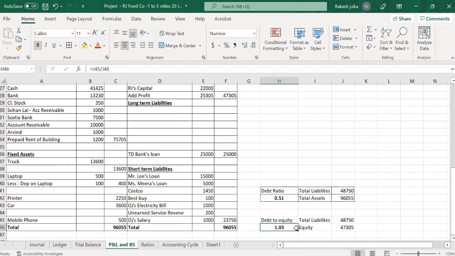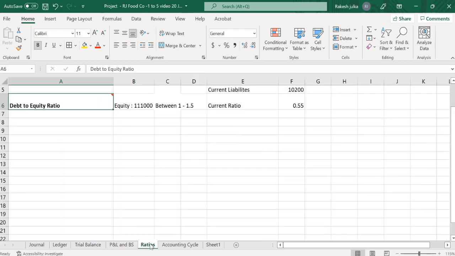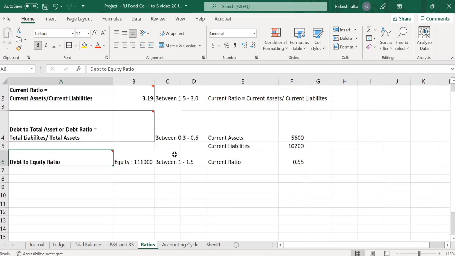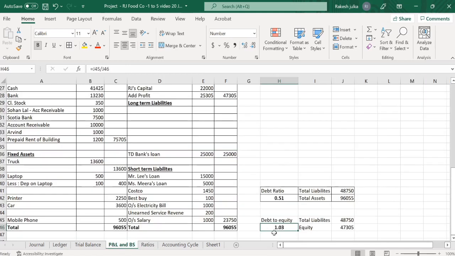debt to equity ratio. Now, what is the standard range? The standard is between 1 to 1.5. It means the project that we are working on is very safe, right? And it is between 1.03 to 1.50. So this was all about the ratio analysis that we have completed here.